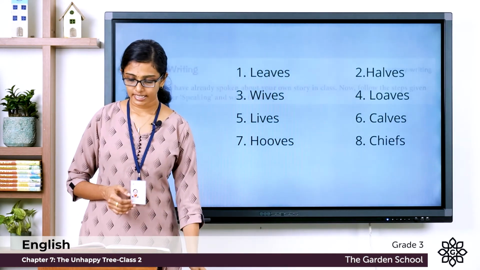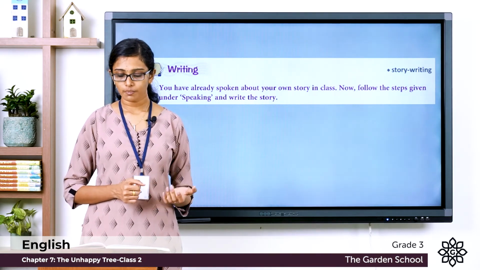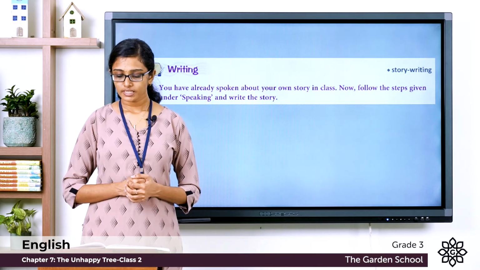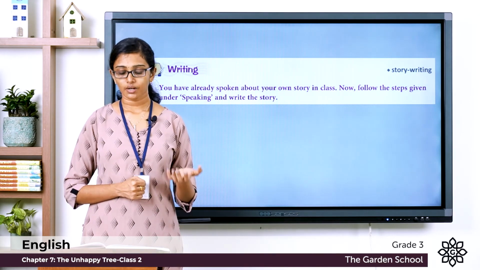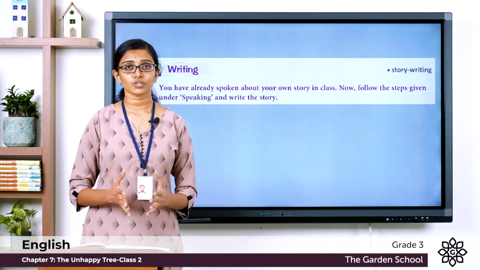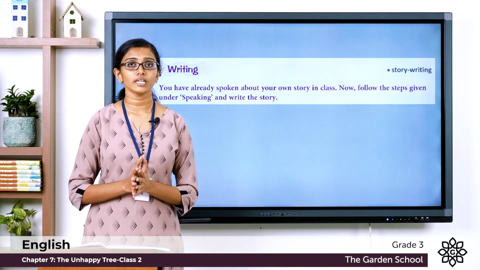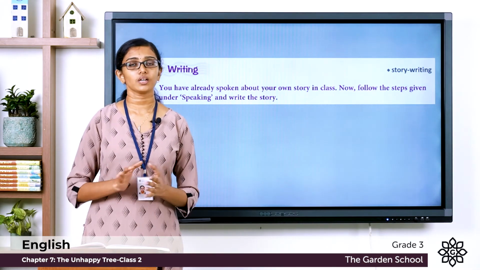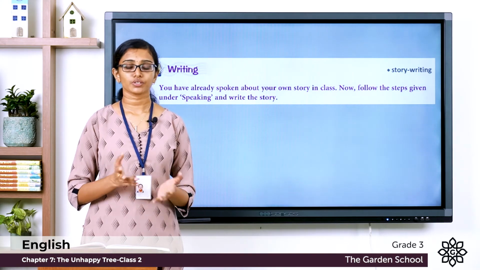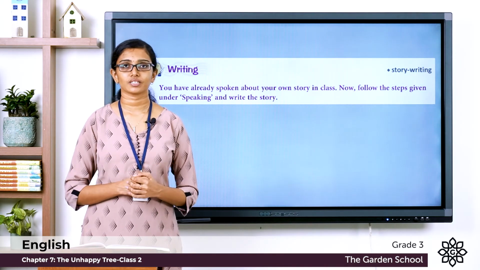It is the writing activity and it's about story writing. You have already spoken about your own story in the class. Now, follow the steps given under speaking and write the story. In the speaking exercise, I had asked you to make up a story and tell the story and record it. Now that you have your own story, you can write the story in your notebook. So this section is about writing a story or story writing. You write the story in your notebook, take a picture and send us to Teams.